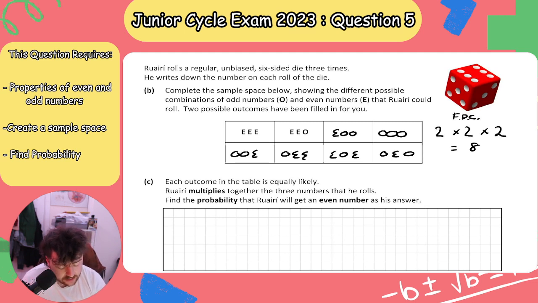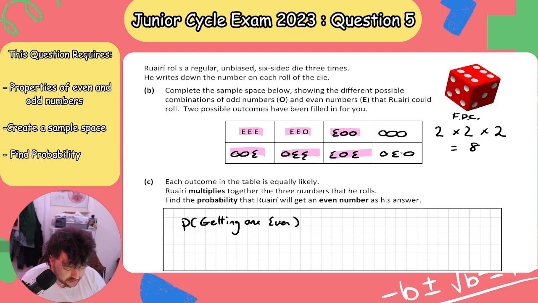So each outcome in the table is equally likely. Rory multiplies the 3 numbers together. Find the probability that Rory will get an even number as the answer. Remember, any product involving an even number will always be an even number. So we need to look at the outcomes with at least one even number. We have 1, 2, 3, 4, 5, 6, 7. So we have 7 opportunities to get an even number.